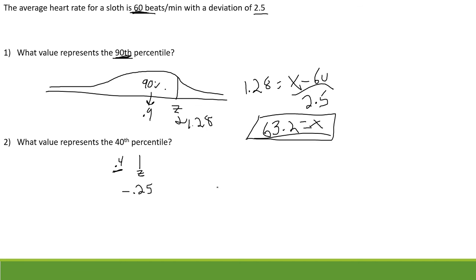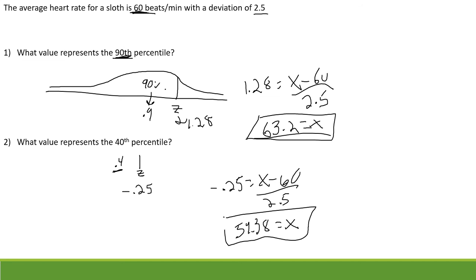And so then we set that up in our equation. Negative 0.25 is equal to x minus 60 over 2.5. And once again, make sure you keep the negative in there because that's going to be crucial because that is a negative number. So negative 0.25 times 2.5, and then add 60, which means we're going to get 59.38 is equal to x.